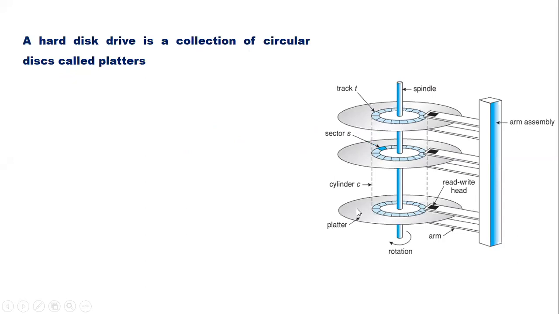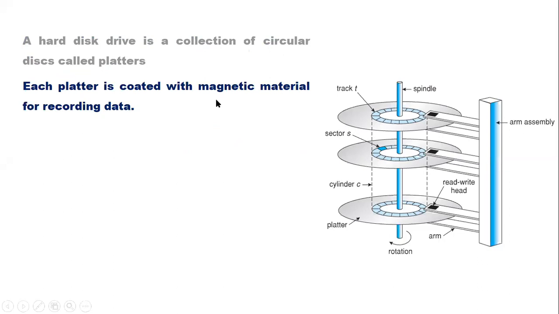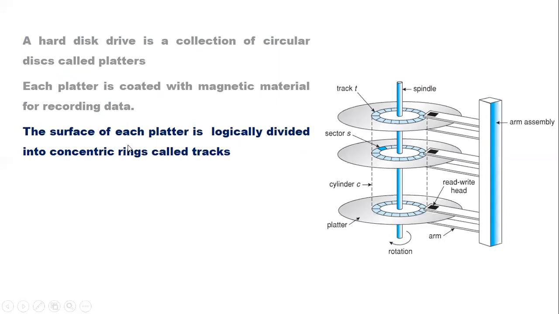So each one is a platter that looks like a CD. Each platter is coated with a magnetic material for recording data. So both sides of the platter are covered with some magnetic material. The surface of each platter is logically divided into concentric rings called tracks. So each platter is divided into circles called tracks. So this is a track.